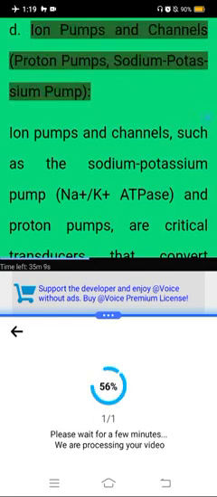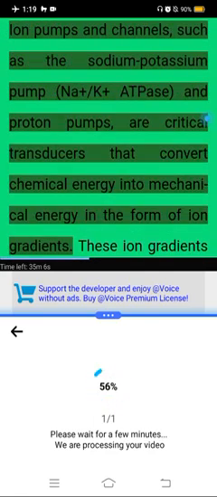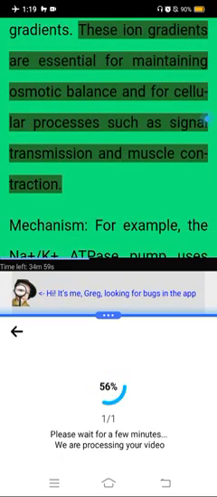D. Ion pumps and channels. Proton pumps. Sodium-potassium pump. Ion pumps and channels, such as the sodium-potassium pump, Na+/K+ ATPase, and proton pumps, are critical transducers that convert chemical energy into mechanical energy in the form of ion gradients. These ion gradients are essential for maintaining osmotic balance and for cellular processes such as signal transmission and muscle contraction.